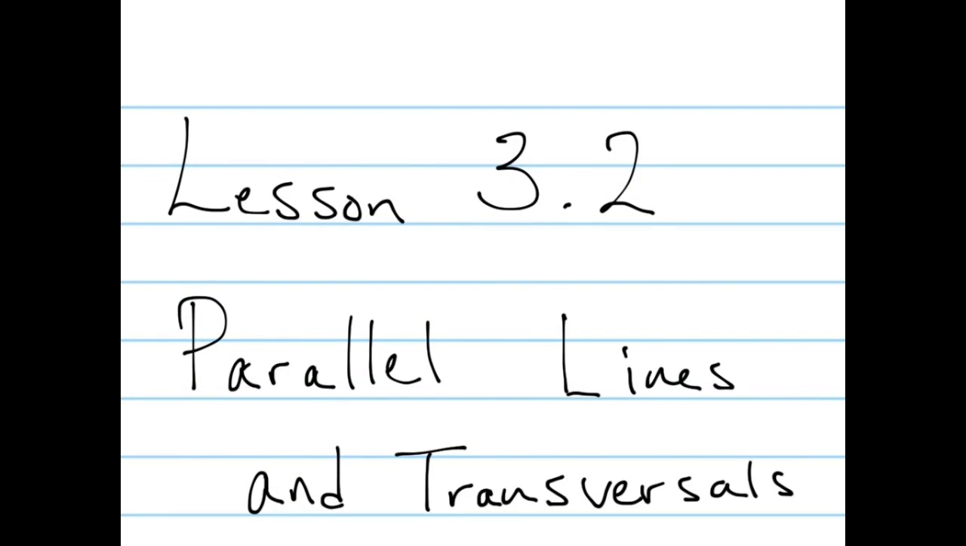Okay, so today we're talking about parallel lines being cut by transversals. We covered angle pair relationships: corresponding angles, alternate interior angles, alternate exterior angles, consecutive interior angles. But when a transversal is cutting two parallel lines, something special happens with those angle pairs. So the first thing we're going to start with is the corresponding angles postulate.